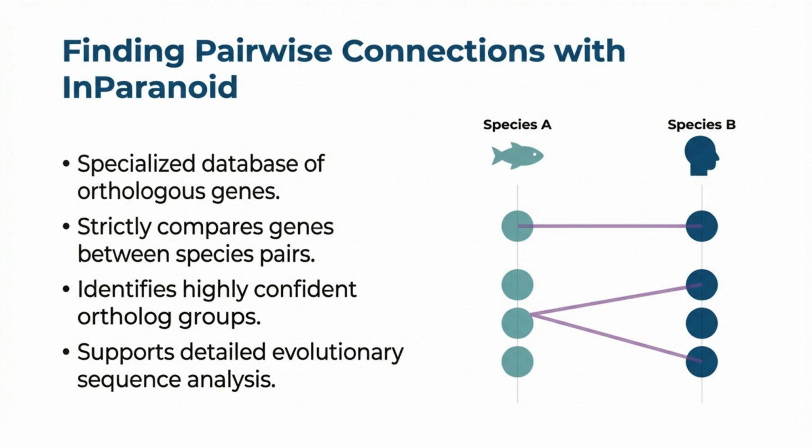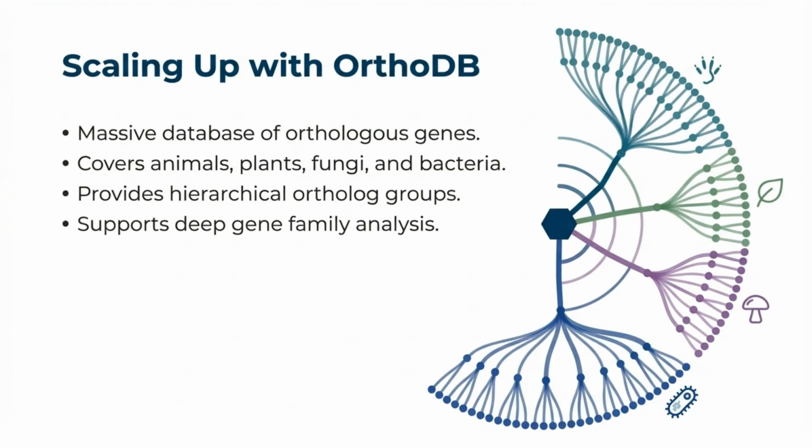This pairwise approach is useful when a researcher wants a more focused and reliable comparison. For example, one might compare human and mouse genes, or human and zebrafish genes, to identify likely orthologous relationships. This is especially valuable in functional transfer studies, where researchers want to predict whether a gene in one species likely performs a similar role in another. If you look at the slide, the important idea is precision in one-to-one or closely related pairwise comparisons. When we scale this kind of work across many organisms, broader resources become necessary.